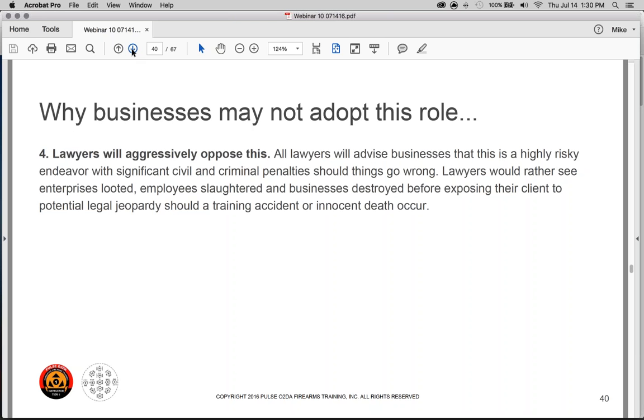Another reason why businesses may not adopt this role, lawyers will aggressively oppose this. All lawyers will advise businesses that this is a highly risky endeavor with significant civil and criminal penalties should things go wrong. Lawyers would rather see enterprises looted, employees slaughtered, and businesses destroyed before exposing their client to potential legal jeopardy should a training accident or innocent death occur.